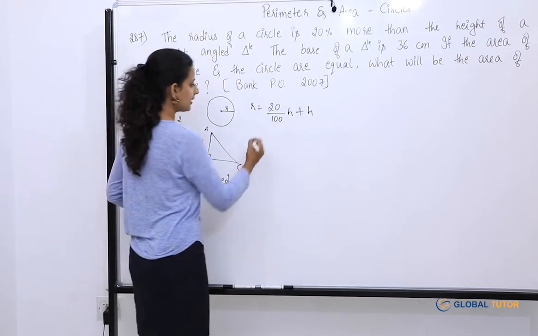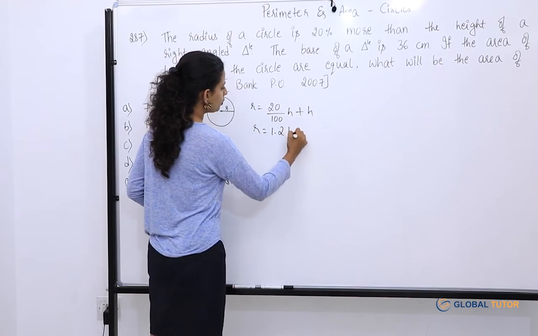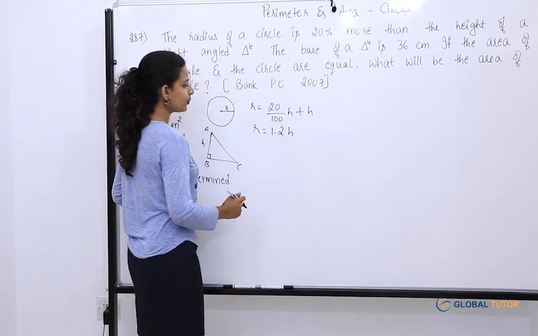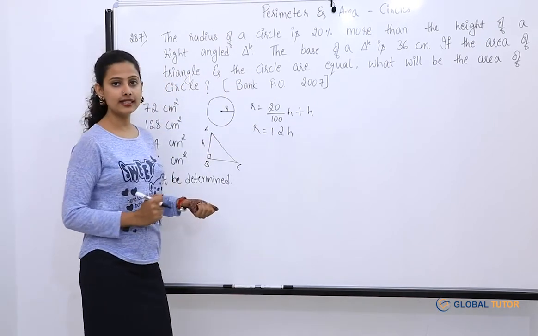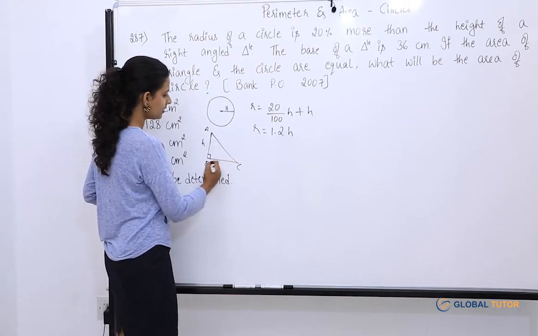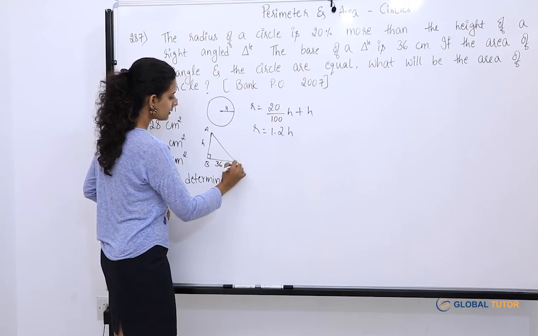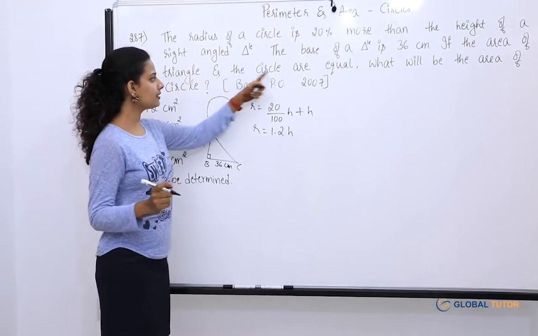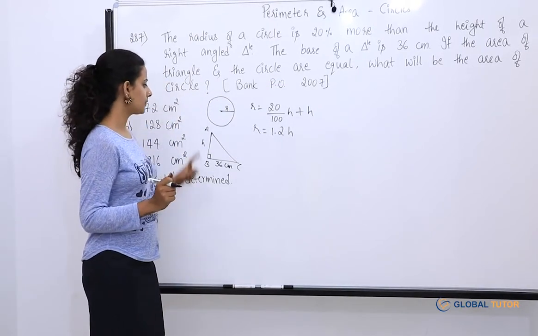So this I can write it as r is equal to 1.2h. This is 1h, this is 0.2h. So this becomes 1.2h. The base of a triangle is 36 centimeter. So if this is the triangle, BC will be the base. So this is 36 centimeter. If the area of triangle and the circle are equal, what will be the area of a circle?